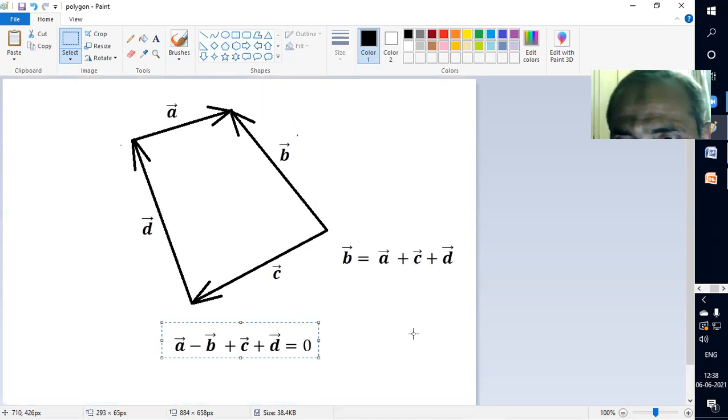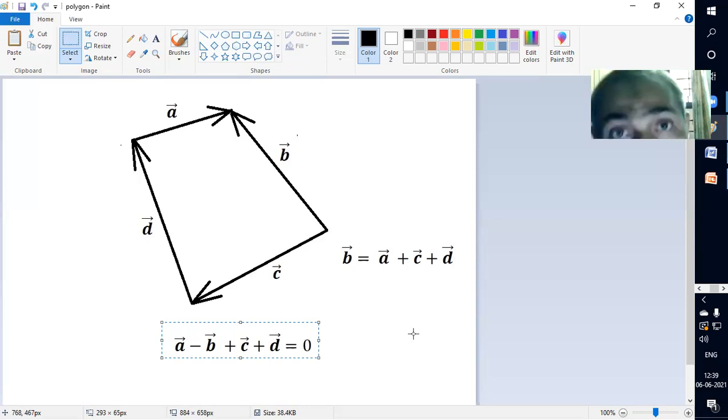Here, you can note that all the vectors are positive except vector B. B alone is negative because B alone is moving in the opposite direction. That B alone you have taken in a negative direction. So here, the method is like this. You have to arrange all the vectors on one side of the equation which are moving in one particular direction, and all other vectors which are moving in opposite direction, you have to take on the other side of the equation. Likewise, you will write the equation.